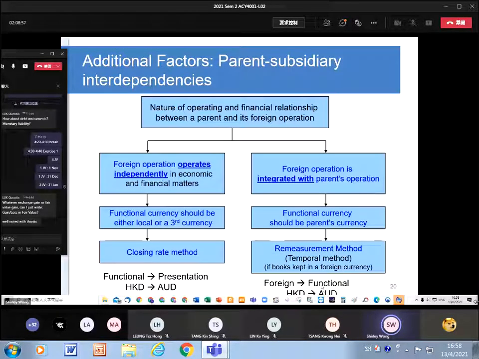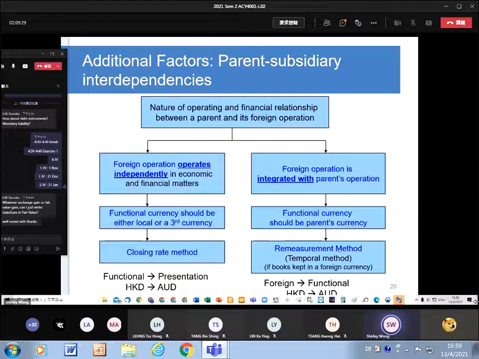Once you determine the functional currency as AUD, anything other than AUD will be foreign currency. Don't forget that when they operate in Hong Kong, sometimes they need to pay Hong Kong dollars for the salary, for the rent, etc. Right? Therefore, their foreign currency is Hong Kong dollar. In this case, when they translate the foreign currency into functional currency, because they keep the book in functional currency AUD, they need to use a method called the remeasurement method.